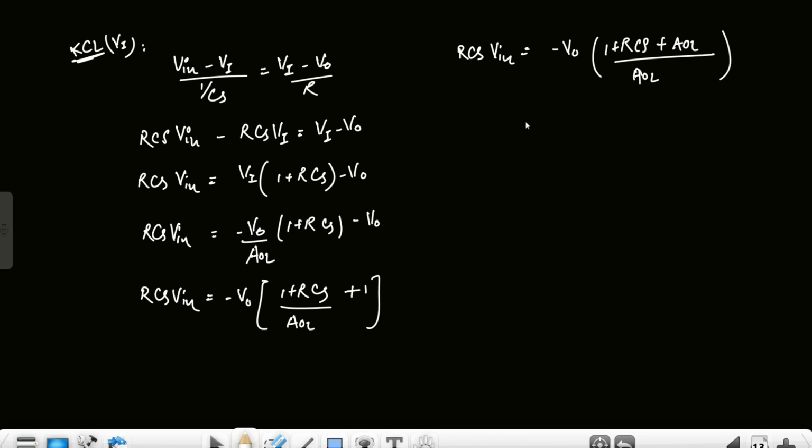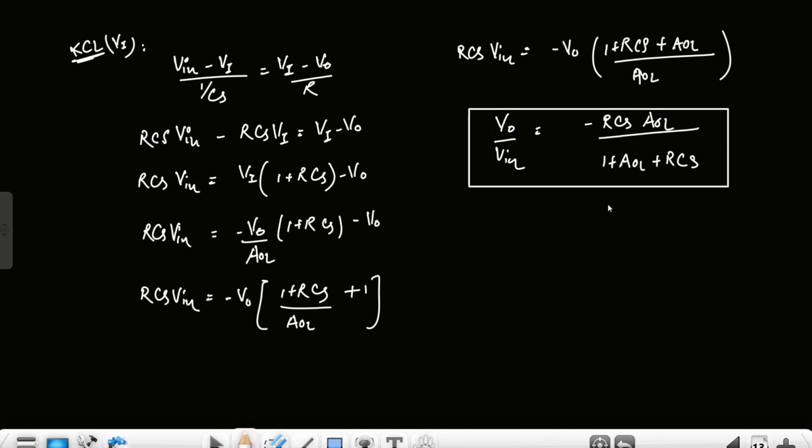right? And we have to figure out V naught upon VIN. It will be minus RCS into AOL, upon 1 plus AOL plus RCS. Now this is the transfer function that we have got. From here we can see there's a zero at the origin and a pole. So the zero is at the origin and the pole is at minus (1 plus AOL) upon RC. This is the pole location.